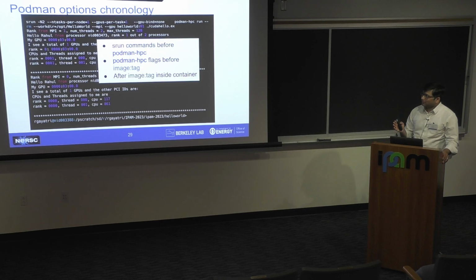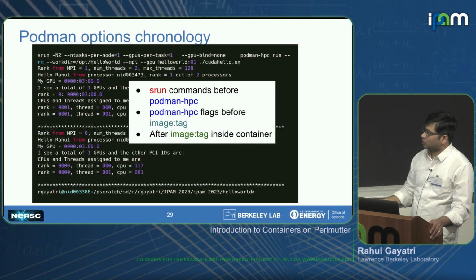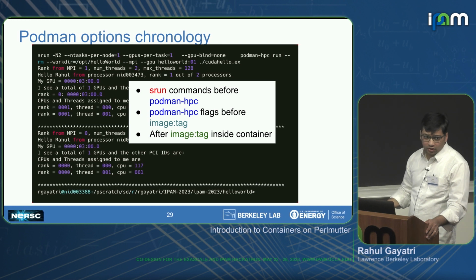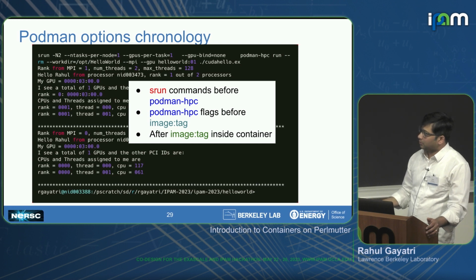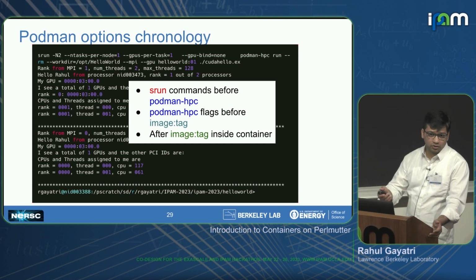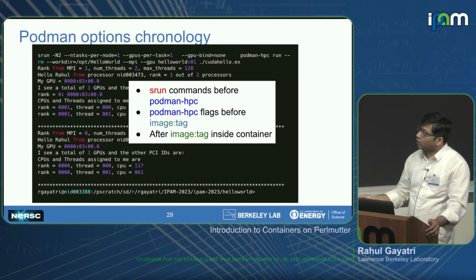Just to let you know the chronology of Podman options, because there are a lot of options, right? There are srun options, Podman options, and the stuff that goes inside the container. So all the srun options are pretty much similar to what you would need when you're not running a container. For example, the number of nodes, the number of tasks per node, GPUs per task, and all those options come before the Podman-hpc command, right?